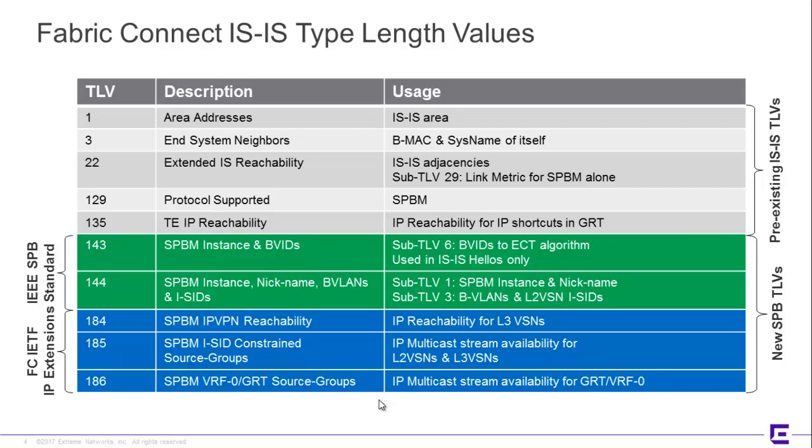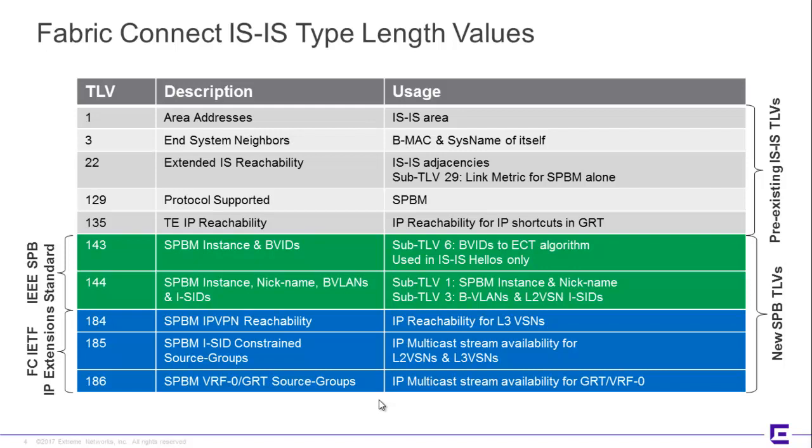The green class in the middle basically calls out the type length values that are defined by the IEEE SPB standard, that is 802.1aq. And you can see there are two. One is largely instrumental for ISIS, and it's used in ISIS hellos. It carries BVID information and SPBM instance information, and is used to establish the equal cost tree algorithms. We got some inkling of that when we did the show isis spbm unicast-tree in the last video. So we'll get a little bit more insight into that as well as far as how services behave at that level. Type length value 144 is a little bit more useful for us administrators. That gives us the SPBM instance, the nickname of the service node, the BVLANs, and the ISIDs. It's important to understand that information because it gives you insight as to how the ISIDs are being treated from an ECT algorithm perspective.